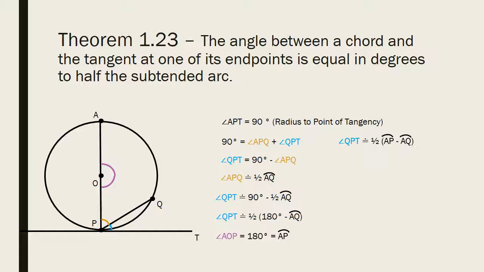Now we have the arc length AP minus the arc length AQ. So what does that equal? That's right, that's just QP. So that means that we can replace that entire side of the equation with just 1/2 arc length QP. Of course, this is measured in degrees. And there you have it. Theorem 1.23. The angle between a chord and the tangent at one of its endpoints is equal in degrees to half the subtended arc.